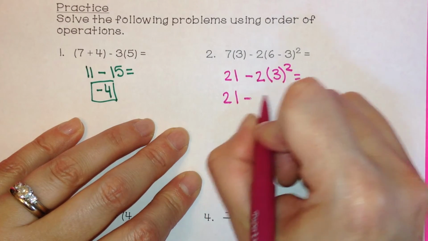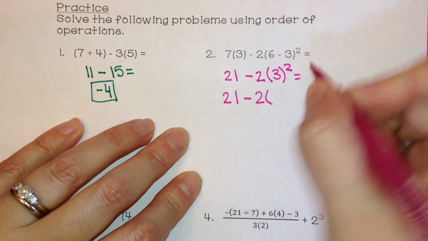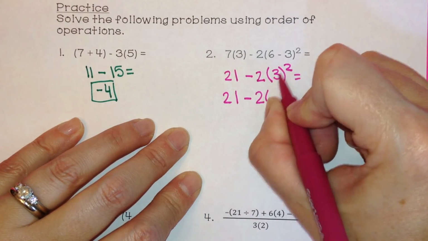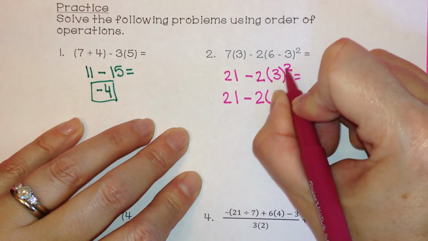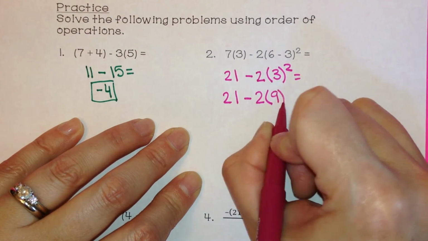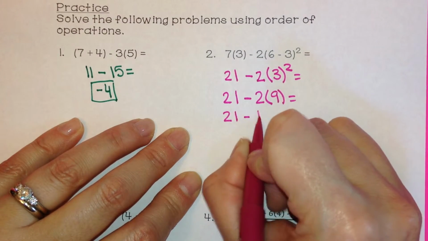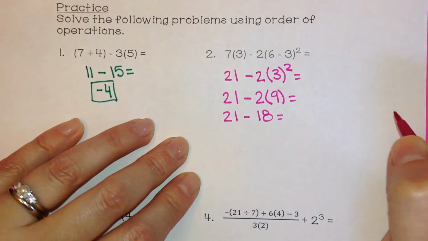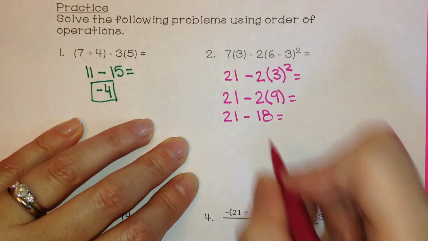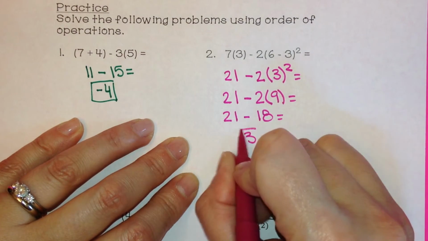Bring down 21 minus 2 times. Remember, you have to do that exponent before you multiply. So 3 to the second power, 3 times 3, is 9. Now I can multiply 2 times 9 is 18. Then I can subtract. 21 minus 18 leaves me with 3.